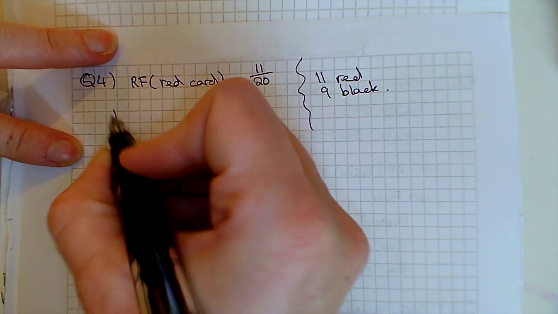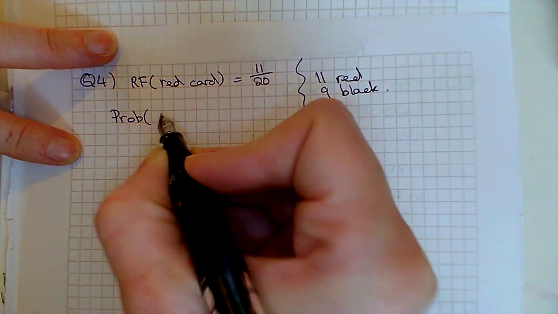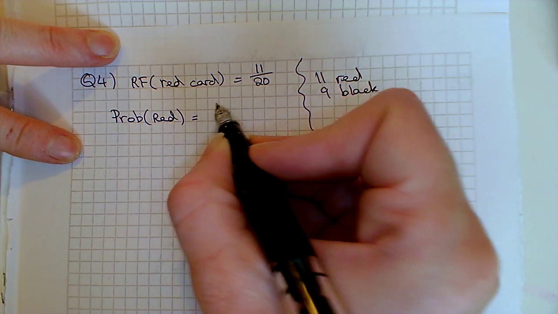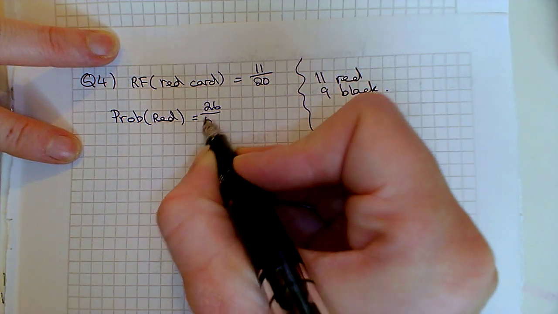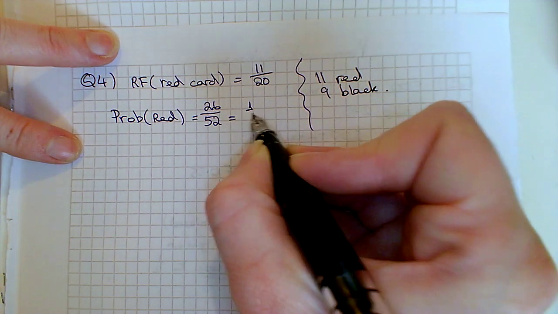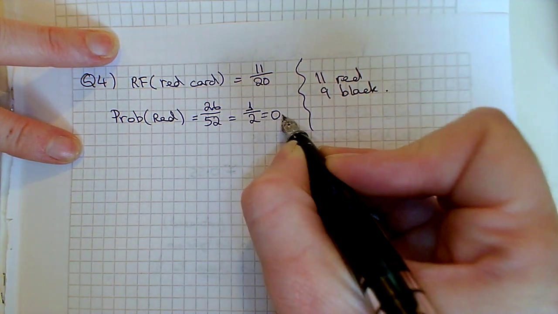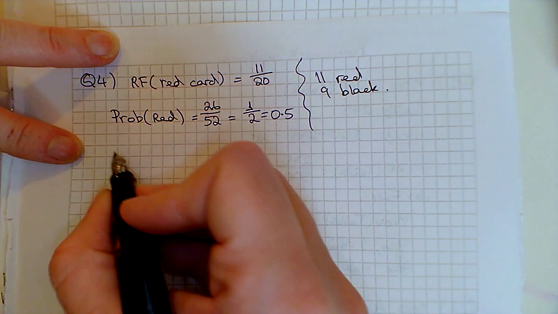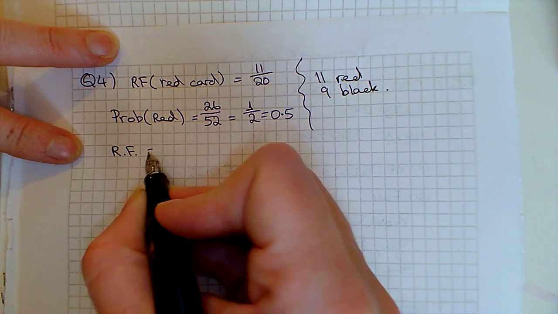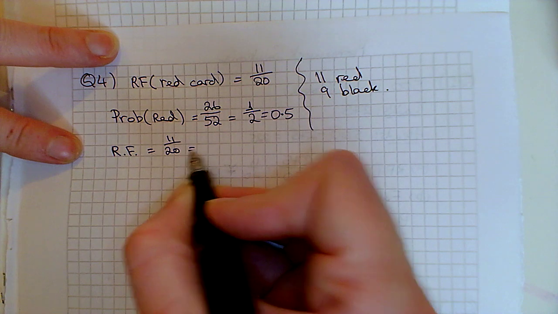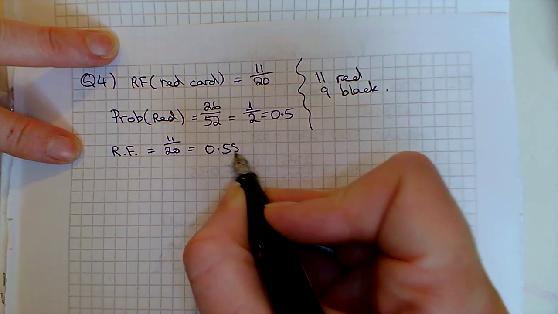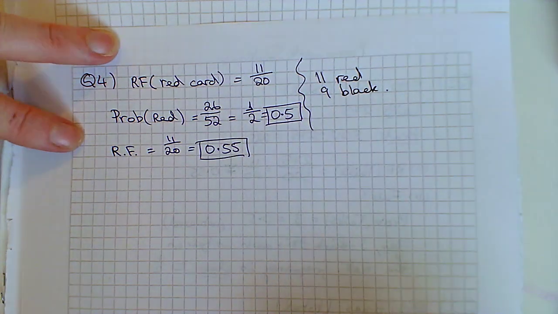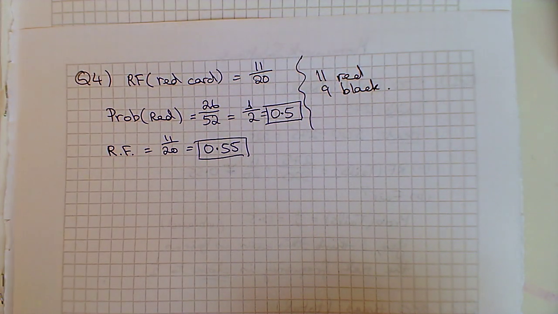Let's look at the probability. So the probability of getting a red card in a fair deck of cards is 26 out of the 52 cards are red, or you could also say half of them are red. So there's a 0.5 probability. And the relative frequency was 11 out of 20, which is 0.55. And this is identical to the coin toss situation.